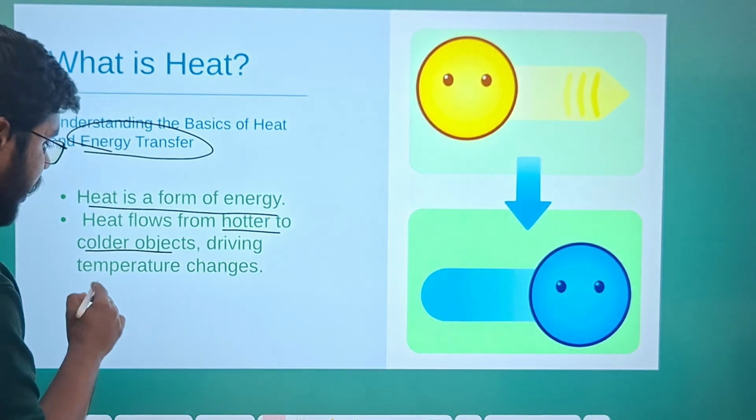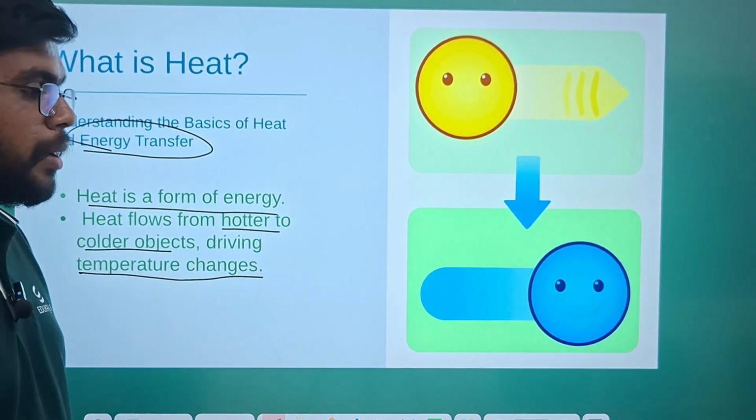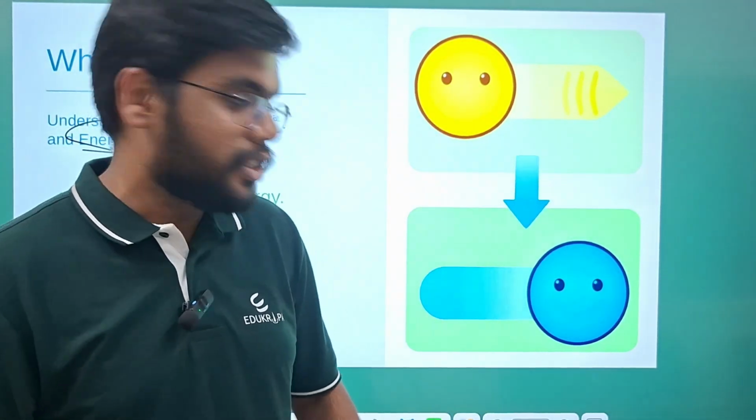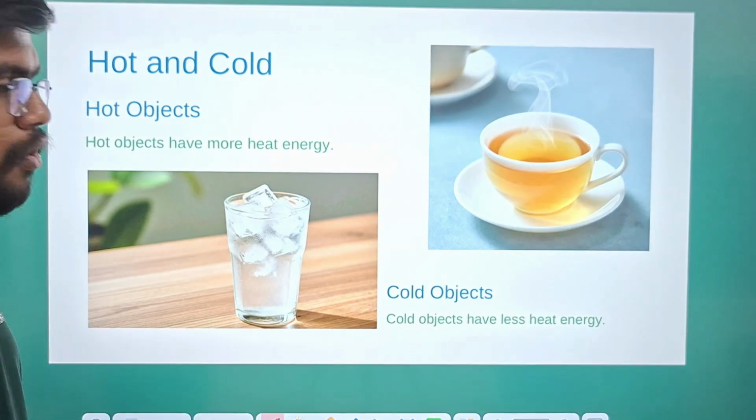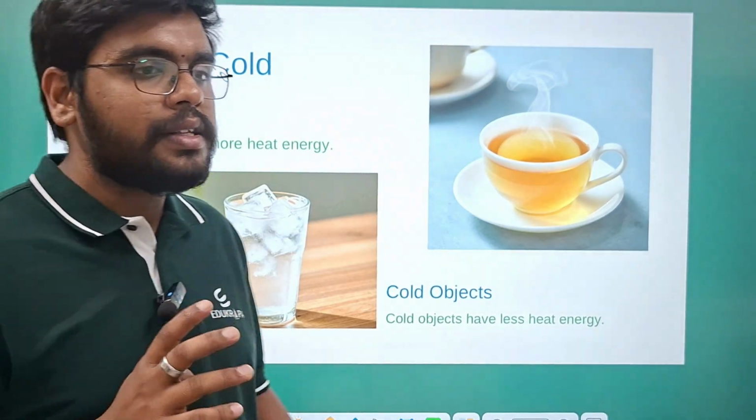What does heat cause? Heat causes temperature changes. It may be an increase in temperature or a decrease in temperature. Now, we may always have heard of hot objects and cold objects. We bifurcate some objects as hot and cold. What exactly is hot and cold?